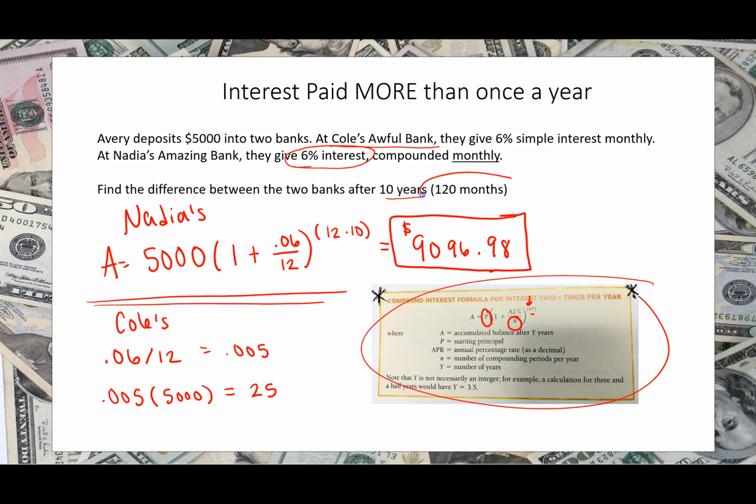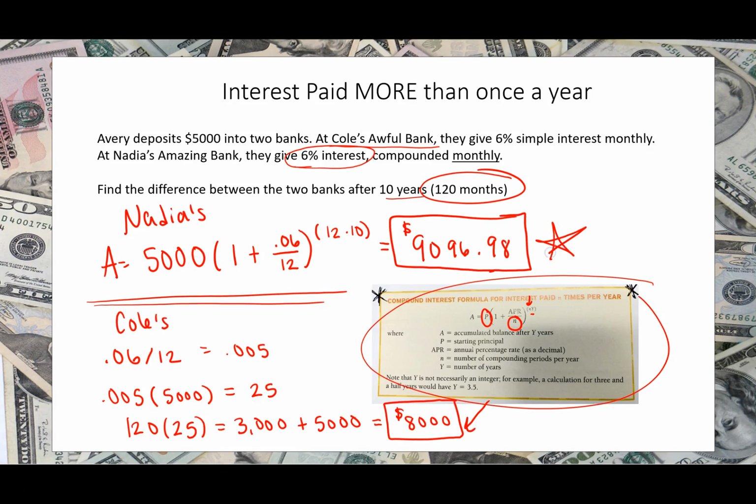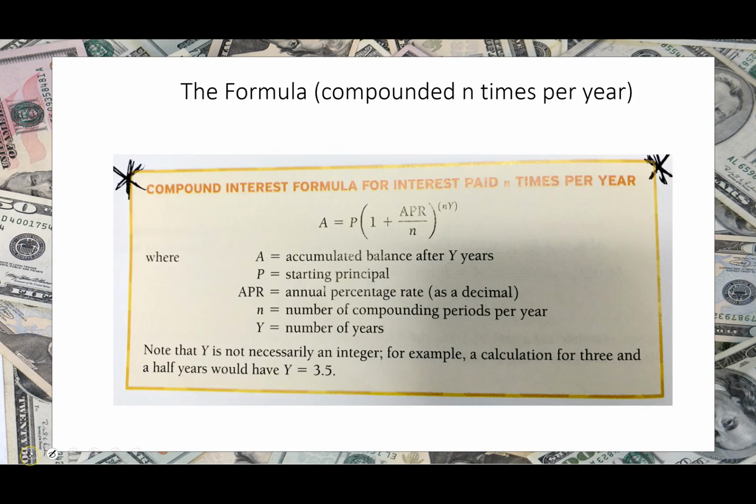All right, so that's going to be 120 months. So 120 months times 25 gives me $3,000 worth of that $25 for each of those months. And remember, we started with $5,000 and we're going to end up with $8,000 total. So you can see that Cole's Awful Bank leaves you with more than $1,000 less than if you're getting compound interest. So compound interest is better when you are investing. Again, here's the formula, nice and big. Let's go ahead and do one more problem with it.